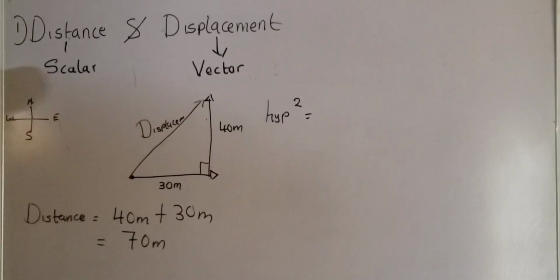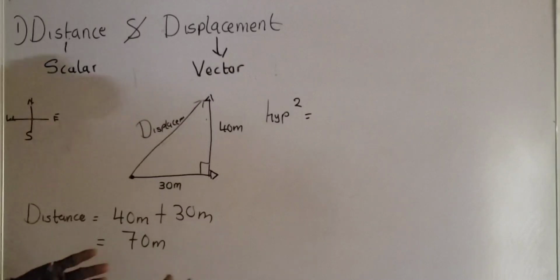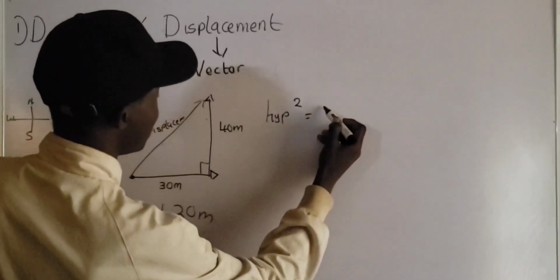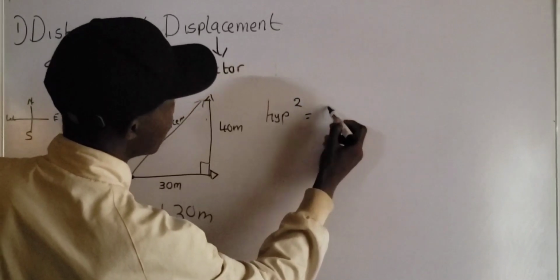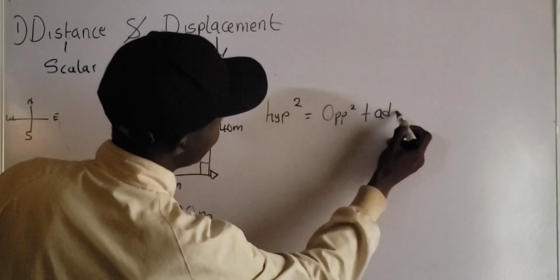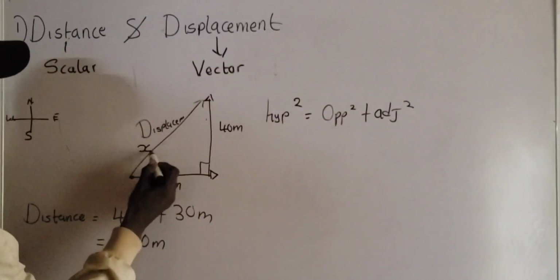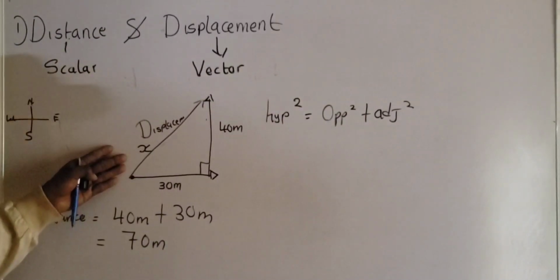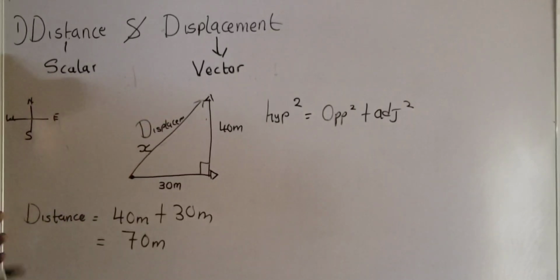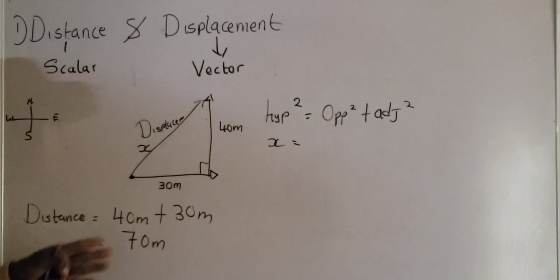Are you getting it? So the square of the longest side is equal to the sum of the squares of the other two sides. So this is the first side and this is another side. So that will be hypotenuse squared is equal to what? Opposite squared plus adjacent squared. You understand? So the hypotenuse is what? This is the displacement. We represent it as what? X. The hypotenuse is the displacement of the boy, so I'm going to represent it as x. So x squared is equal to opposite squared. Opposite is what?